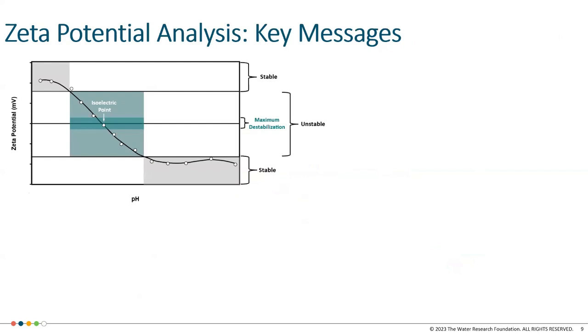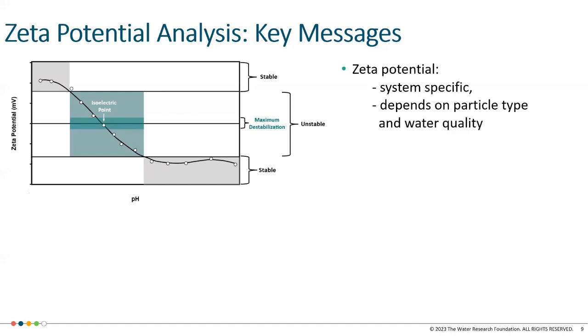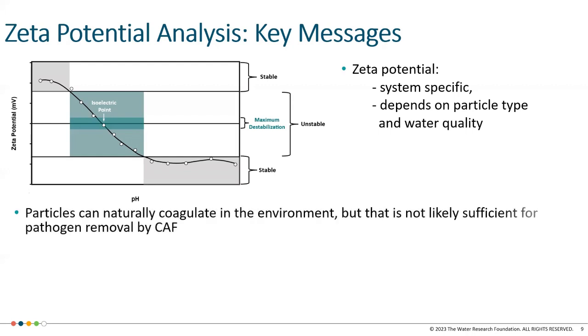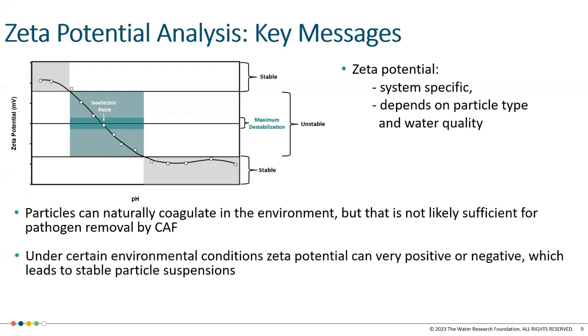So on this slide, we have summarized some of the key takeaways about zeta potential analysis. First, it's critical to remember that zeta potential is system specific and will change as a function of the particle type and the matrix in which the particle is suspended. As well, particles may naturally coagulate in the environment and become destabilized, but that is likely not sufficient for removal of pathogens by filtration. And as discussed, under certain environmental conditions, zeta potential can be very positive or very negative, which leads to stable particle suspensions.